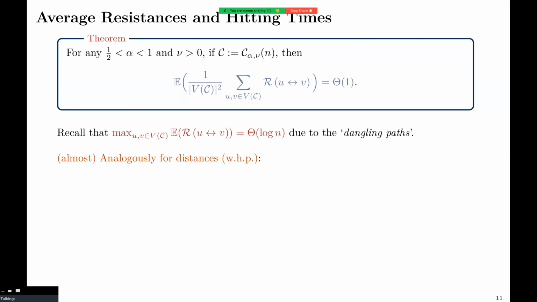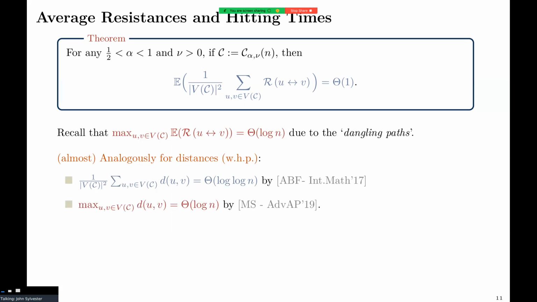So this is kind of analogous to what happens with distances. But it's a little different because for distances, it's been shown actually that the average distance is log n. So not constant, but log n. And the maximum distance, again, by these dangling paths, is at least log n. And the upper bound on the diameter, showing that this log n is tight, was only recently proved after a series of several papers.